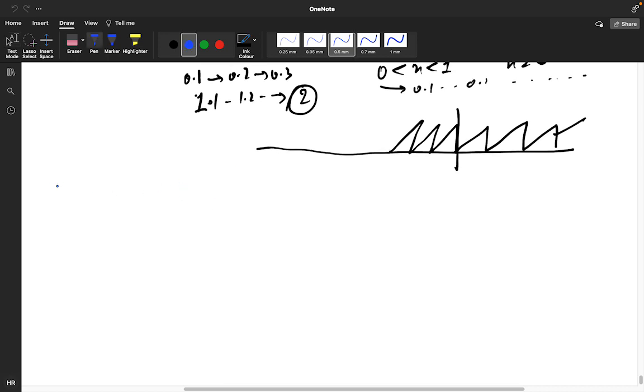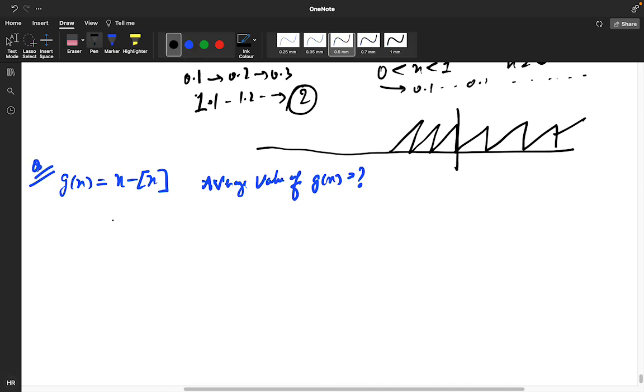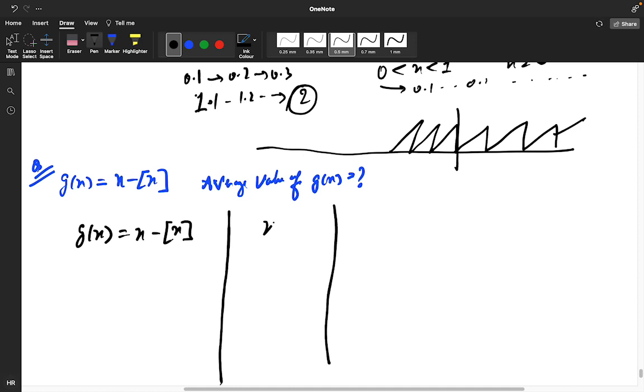You have the equation g of x is equal to x minus [x], and you need to find the average value of g of x. So how will you find the average value of g of x? First you need to define this function: g of x is equal to x minus [x], where this is my x value, and this is the greatest integer value.